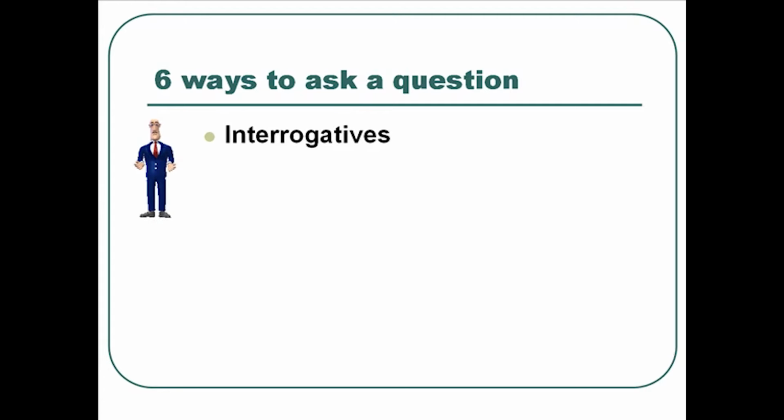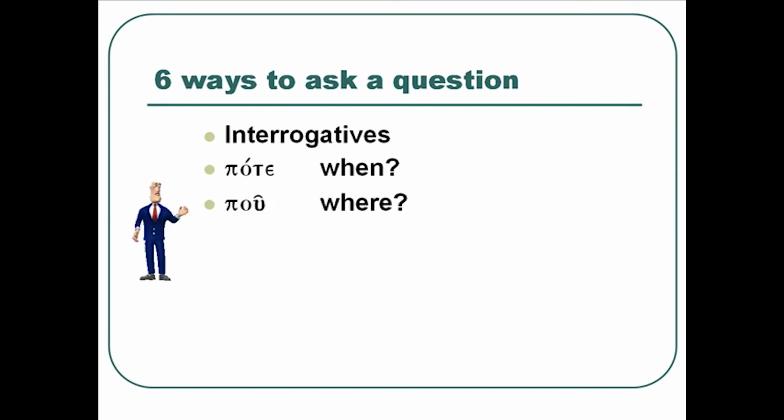Here are 6 ways to ask a question in Greek. We haven't dealt too much with the interrogatives yet, but here are 6 interrogatives that will get you started in terms of how questions are asked in Greek. The first word is pote, and it means when. Pou means where. The third interrogative is pos, and it means how.